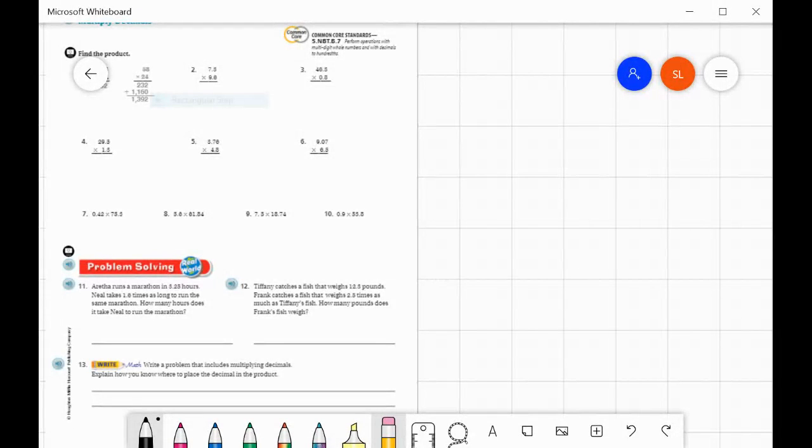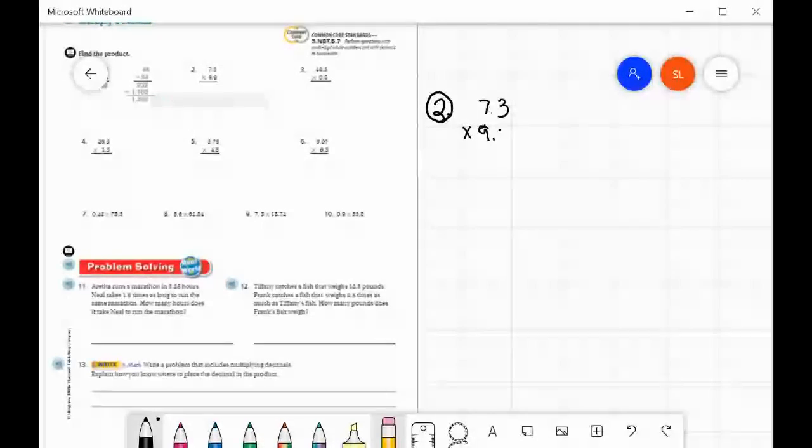And the problem is 7.3 times 9.6. All right, so we first start out multiplying 7.3 times 6.